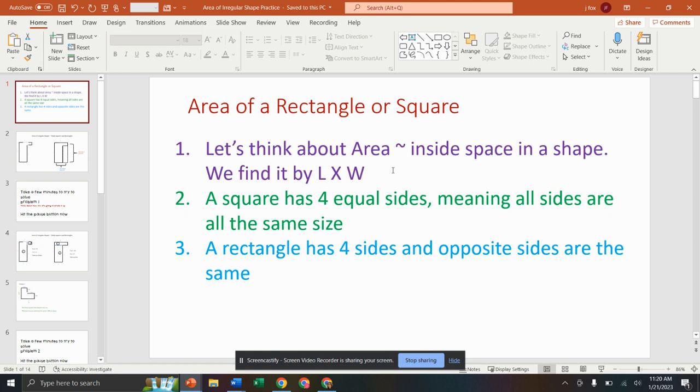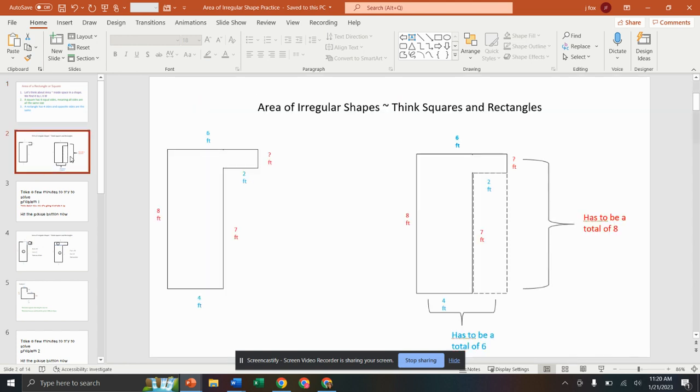Area is the inside measurement or space inside of a shape, and we find it length times width. A square has 4 equal sides, meaning all sides are the same length. A rectangle also has 4 sides, but the opposite sides are the same size, okay? So if we keep those things in mind, when we look at irregular shapes, I want you to think in the back of your head, squares and rectangles, okay?